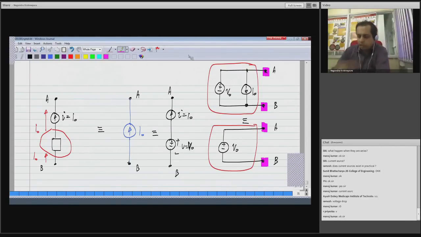Now, there will be something different. That is, for instance, let's say nothing is connected to it.